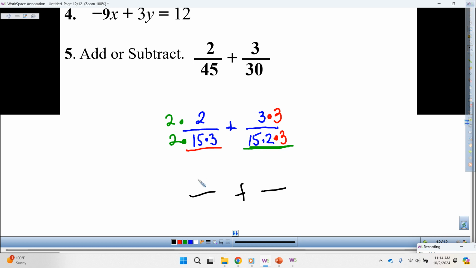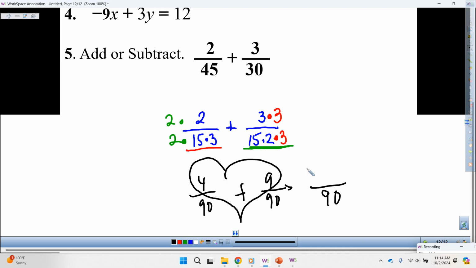Let's see, 2 times 2 is 4. We got 15 times 2 is 30, times 3, that's 90. This one is 15 times 2 is 30, times 3, that's 90. And 3 times 3 is 9. Now we have a common denominator, yeah? And then we focus on the numerators. 4 plus 9 is 13.